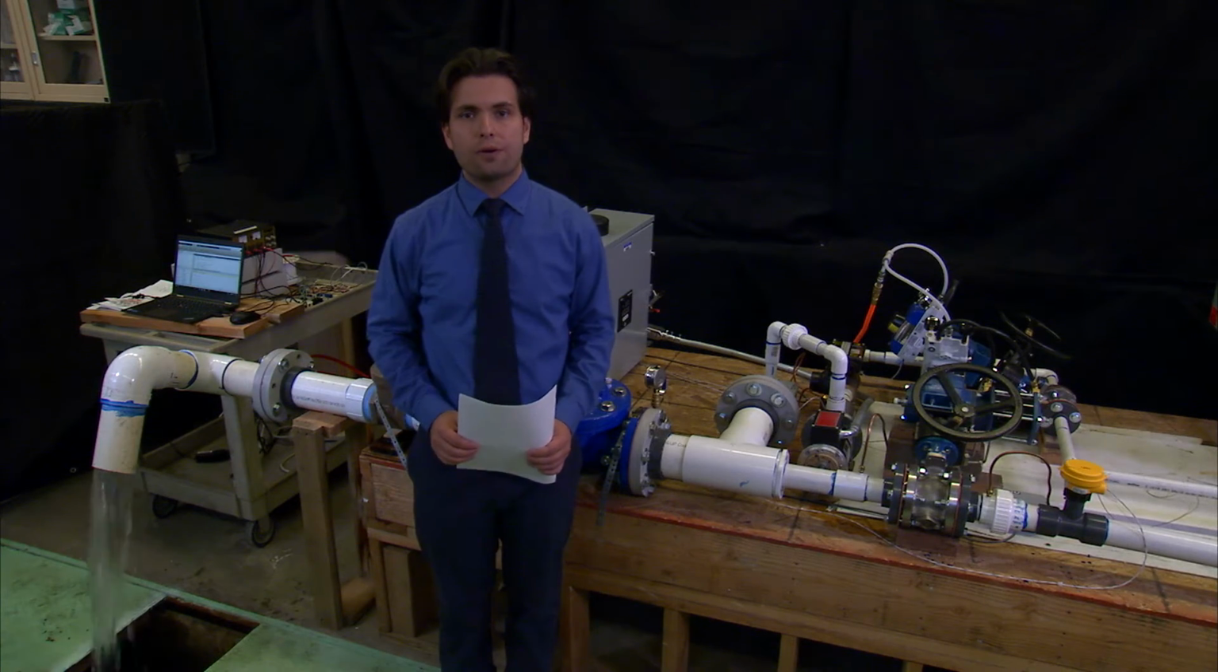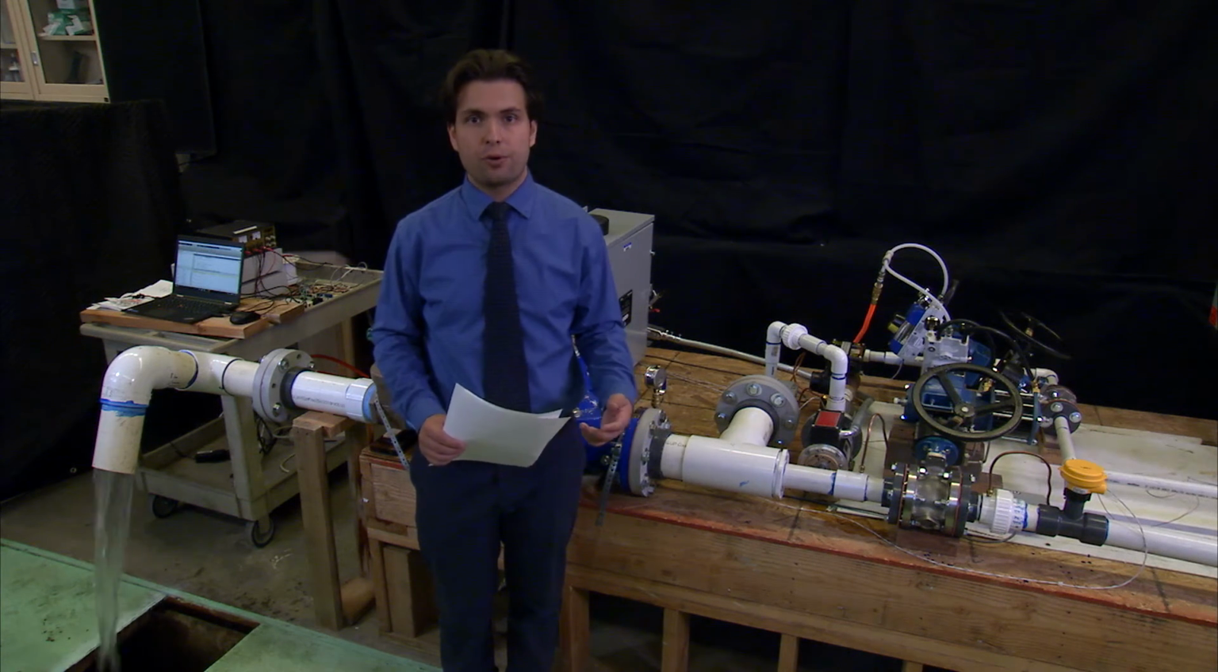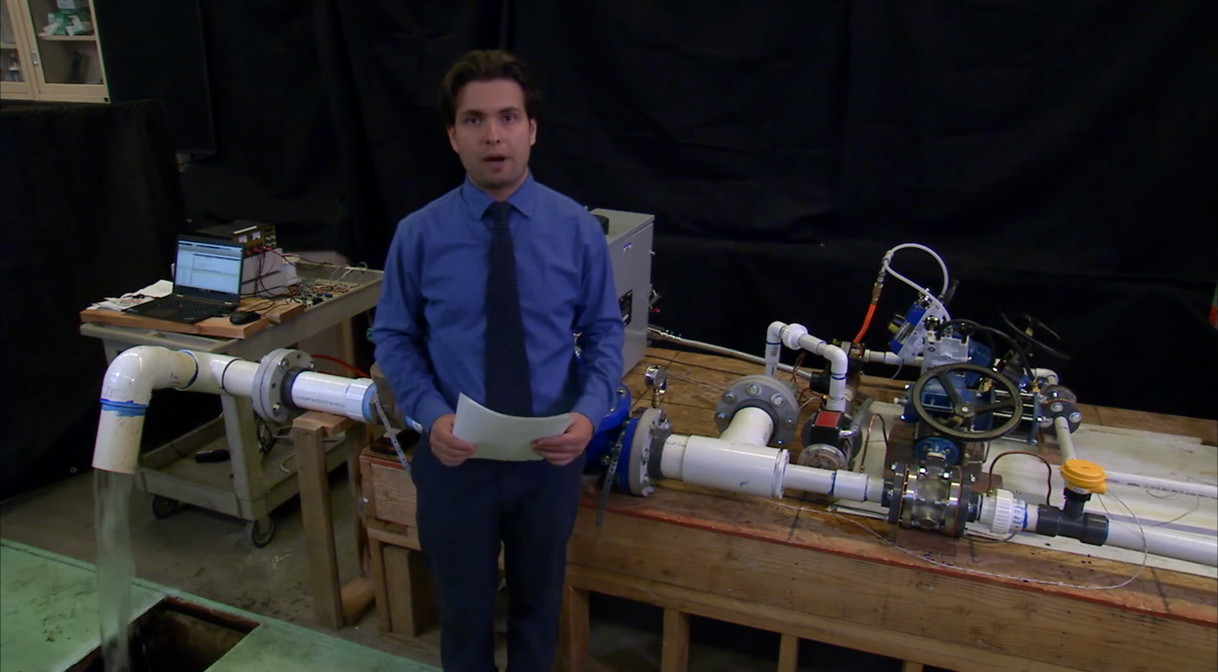In scenario 4, we have a lot of customer flow, so the pressure on the customer side starts to drop. So MOV number 1 starts to close to control the pressure on the customer side, and at the same time, MOV number 2 starts to close and stop the electric generation because of the customer pressure problem. This problem is just for this platform, and it is not the case for the real platform and water stations.